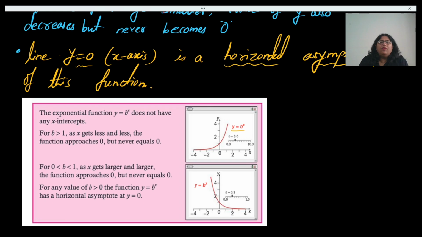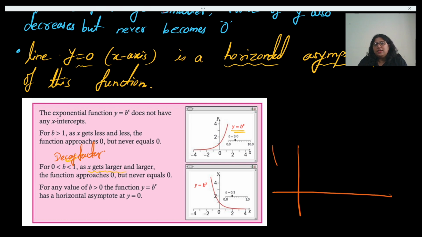See, this is the graph of y equals b to the power x. Now what happened here? As x gets larger, because this is for the decay, right? Whenever b is less than 1 and greater than 0, this is called the decay factor. Now the x value is increasing, the y value keeps decreasing here, right?